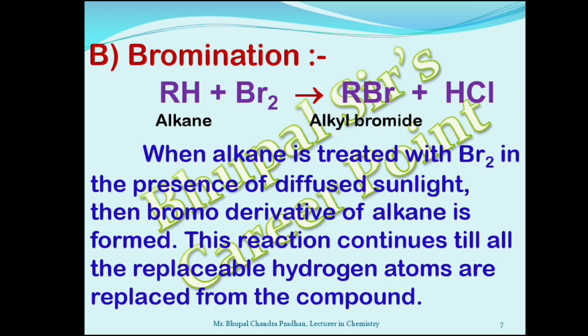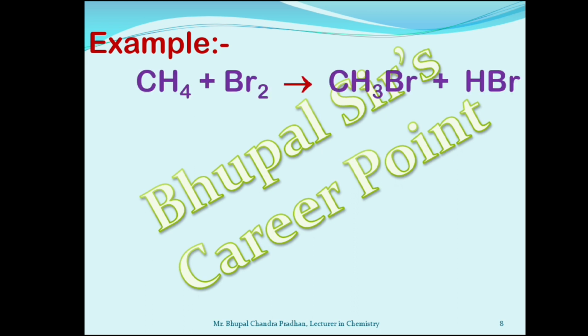When alkane is treated with bromine in the presence of diffuse sunlight or hν, then the bromo derivative of alkane is formed, or you can say alkyl bromide is formed. This reaction continues till all the replaceable hydrogen atoms are replaced from the compound. Now, let us come for an example.